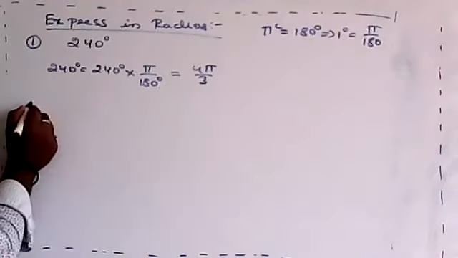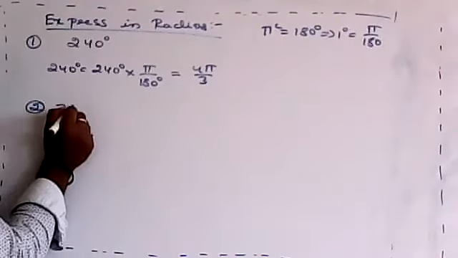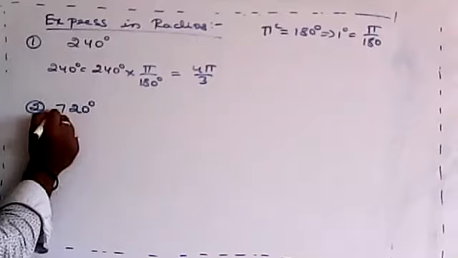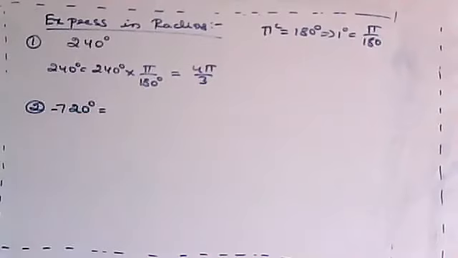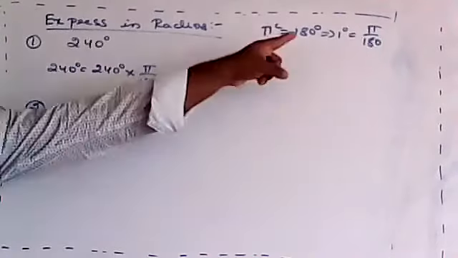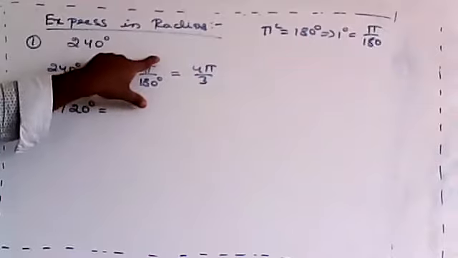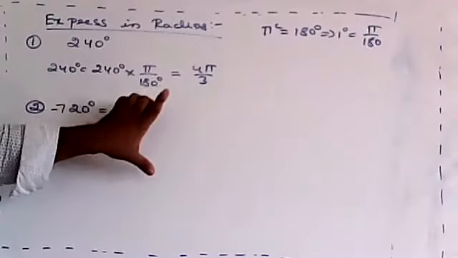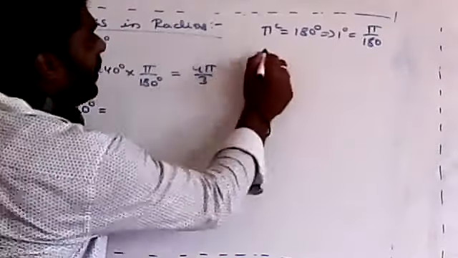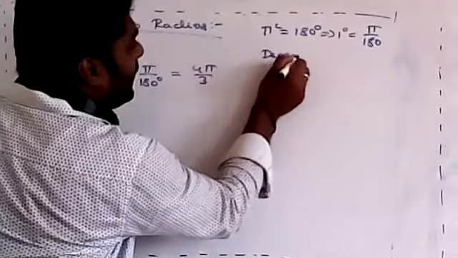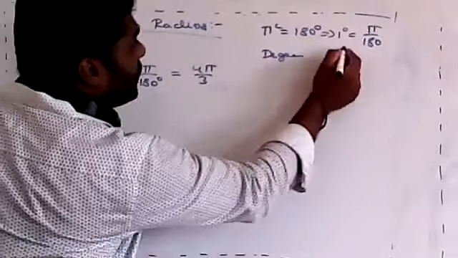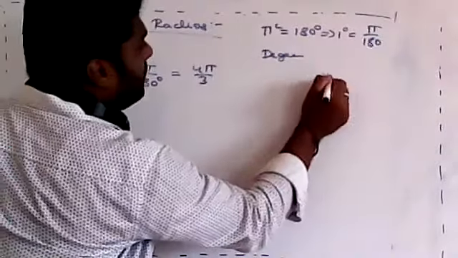In the same way, we'll move on to the second one, that is minus 720 degree. So how do we solve that one? Just remember this concept. If they give the angle in degree, you have to convert it to radian, which means you have to multiply it by pi by 180. If they ask to write it in the form of degree, then what do you have to do? Multiply by 180 by pi. That is the concept.